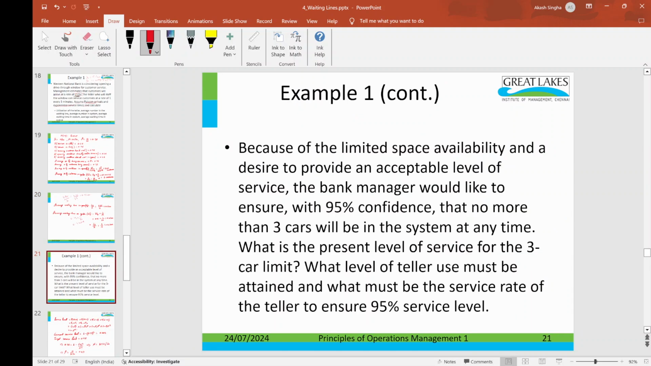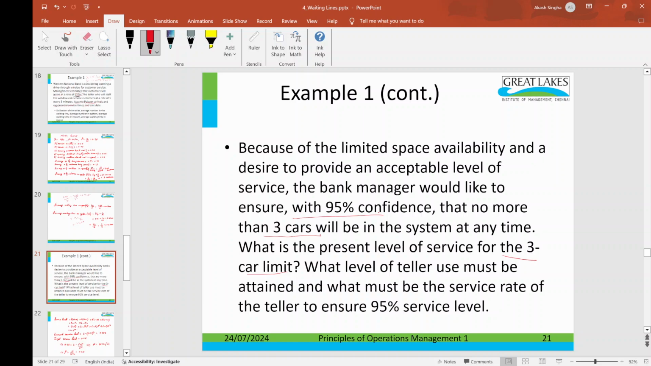Now, because of the limited space availability, the manager would like to ensure with 95% confidence that no more than three cars will be in the system at any time. What is the present level of service for the three car limit? And what service level must Taylor attain, and what must be the service rate so that Taylor ensures a 95% service level? So, you have to calculate the service level currently at three cars.